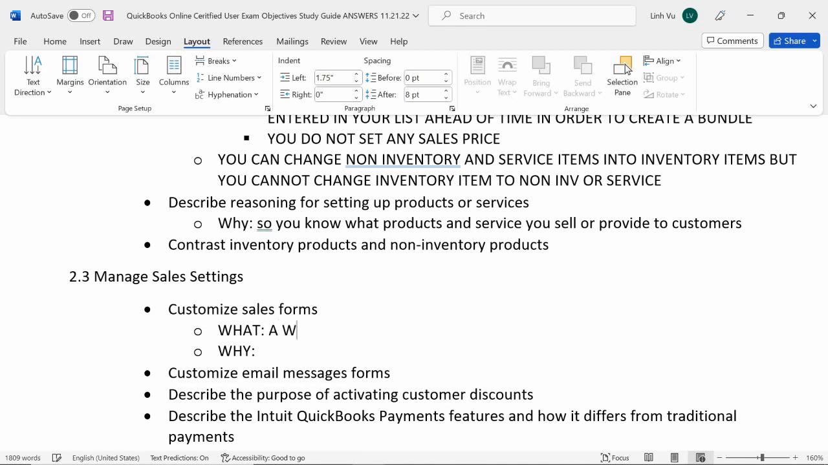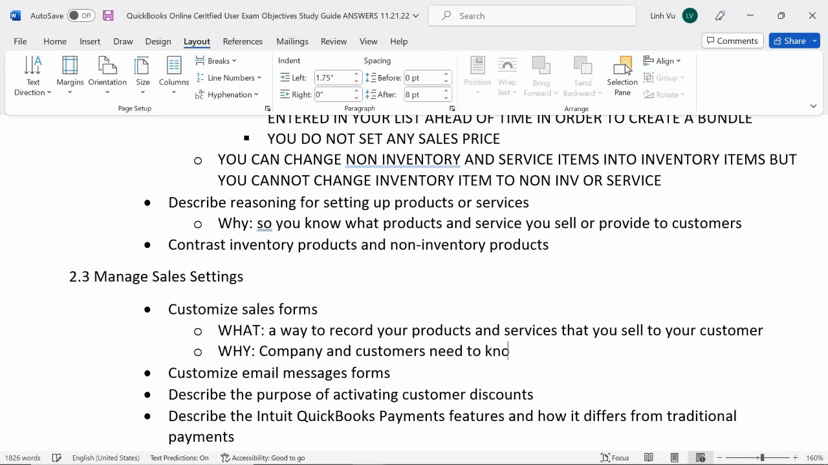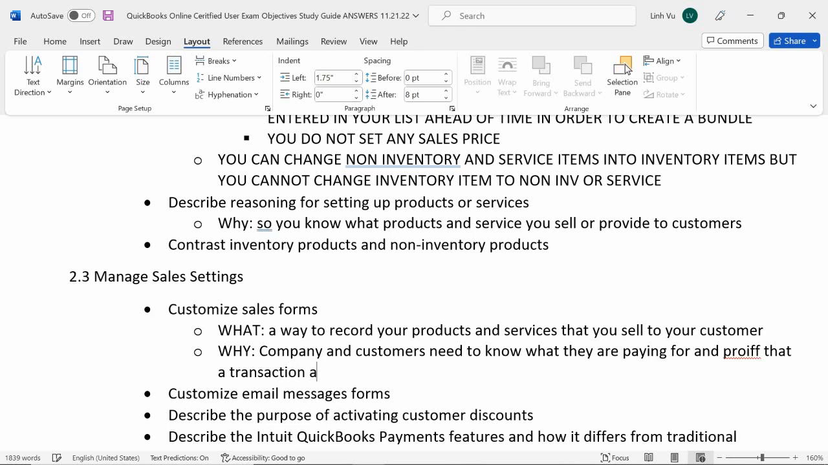Sales forms is a way to record your products and services that you sell to your customer, right? Why do you need that? Because the company and the customers need to know how much they paid for the product or service. Correct. Company and customers need to know what they are paying for, right? And on top of that, it's also proof that a transaction has occurred. Right? It is a paper trail, a record that you had an exchange.